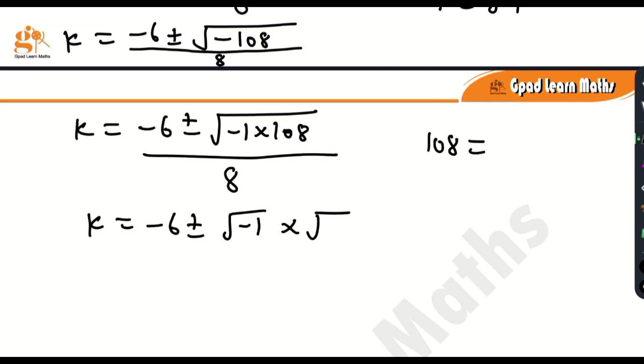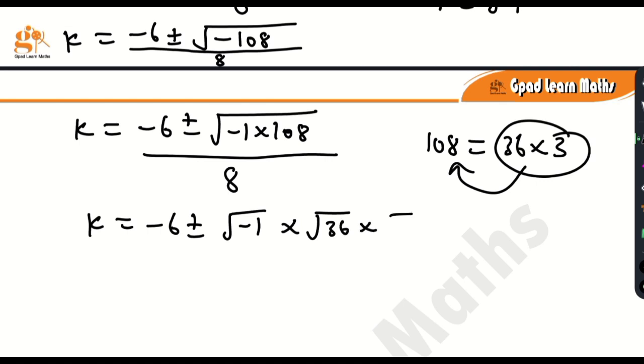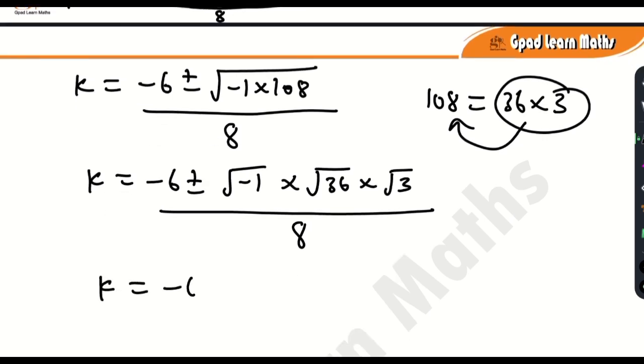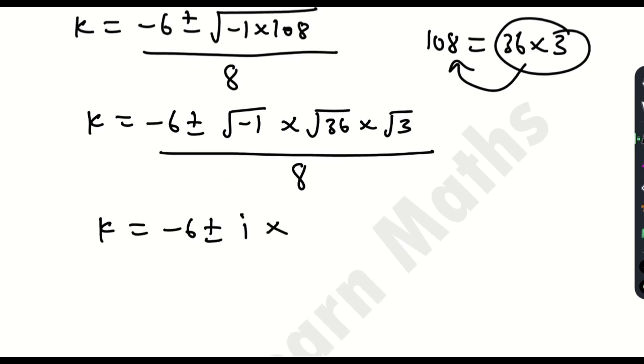So 108 is equal to what? 36 times 3. Because if you multiply these two numbers, you get 108. Okay? So I'm going to write 36 times root what? 3. All divided by what? 8. Now, I'm going to write k, which is equal to minus 6 plus or minus. This is i. Remember, this square root of negative 1 is represented with i, which is the imaginary unit of a complex number. So times the square root of 36 is 6. Then I'm going to rewrite root 3. All divided by what? 8.